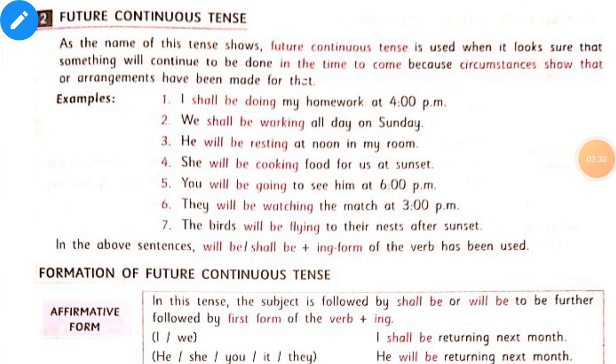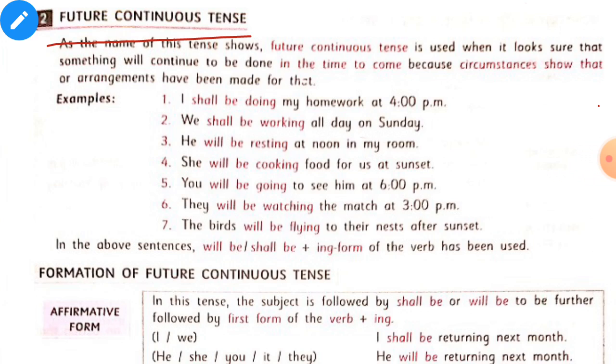Now let's go to future continuous tense. Okay children, as the name of this tense shows, future continuous tense is used when it looks sure that something will continue to be done in the time to come, because circumstances show that or arrangements have been made for that. Okay children, in future continuous tense, the formation will be like that.